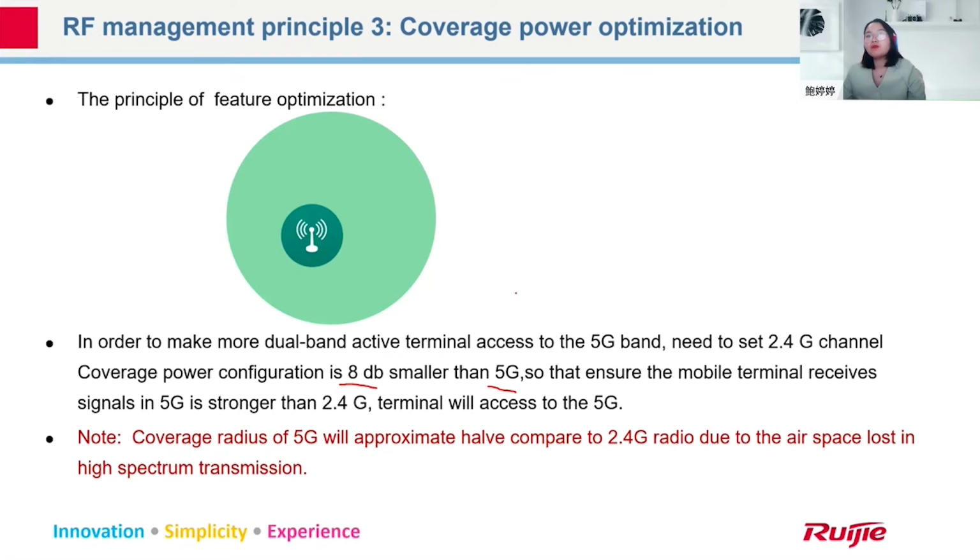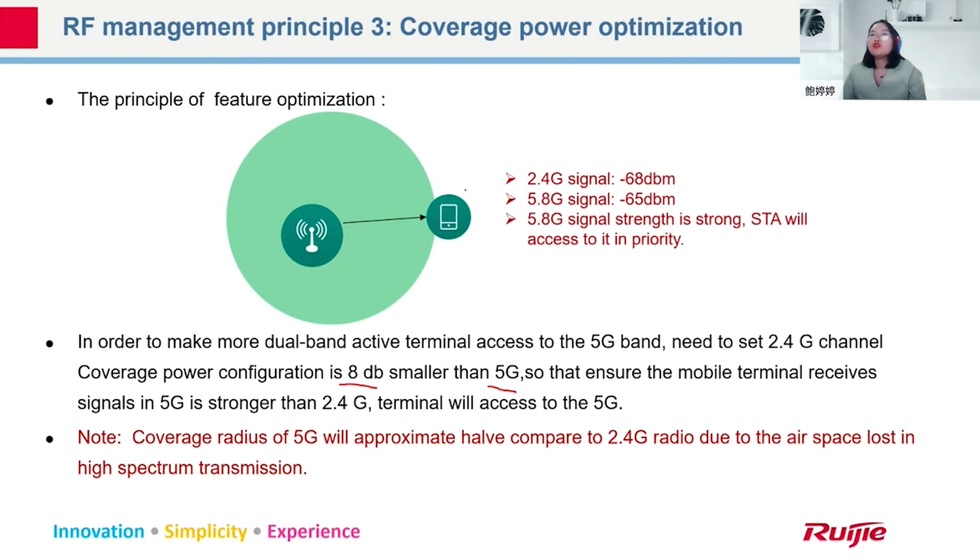So in this scenario, we will find that the 5G signal is stronger than the 2.4G. And pay attention to this: the coverage radius of 5G will be approximately half that of 2.4G, due to the airspace loss in high frequency transmission. Because 5G has a higher frequency, the wavelength, lambda, is shorter than 2.4G. So this is the coverage power.